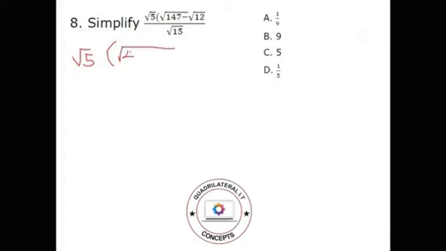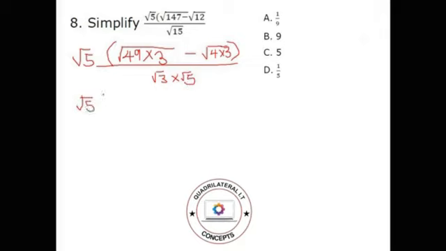So, root 5 is open bracket. If you look at 147, that is root of 49 times 3. If you try 49 times 3 on your calculator, it gives you 147. Then minus root 12 is also root of 4 times 3. Then root 15 is root of 5 times root 3.